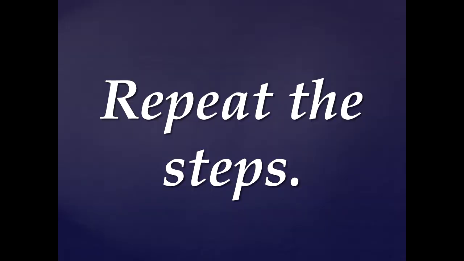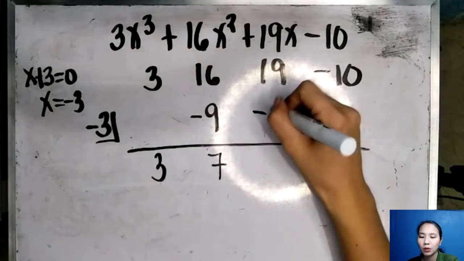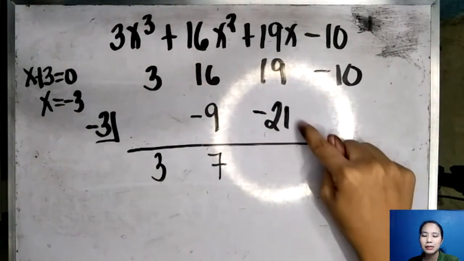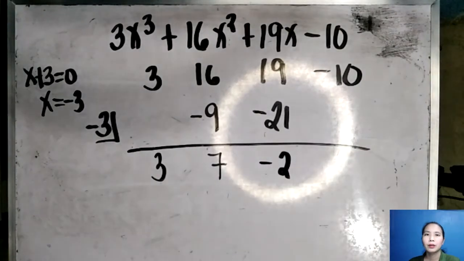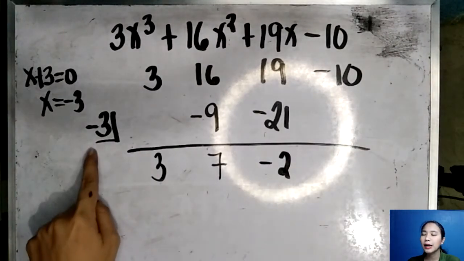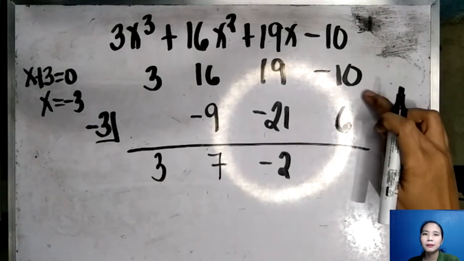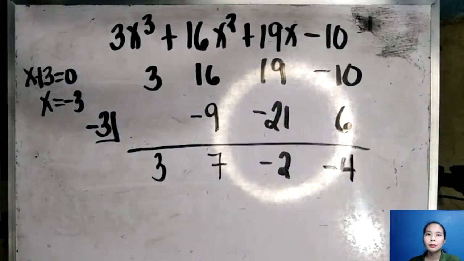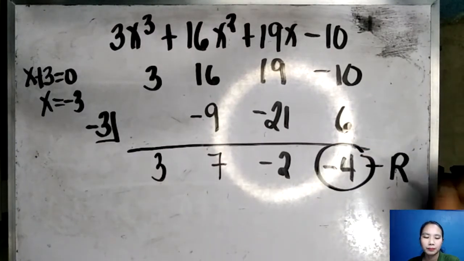Next step is repeat the steps for the next column. 7 times negative 3 is negative 21. And then mag-a-add ulit tayo. 19 plus negative 21 will be equal to negative 2. Then negative 2 times negative 3 is positive 6. Negative 10 plus 6 is negative 4. The last number will be our remainder.